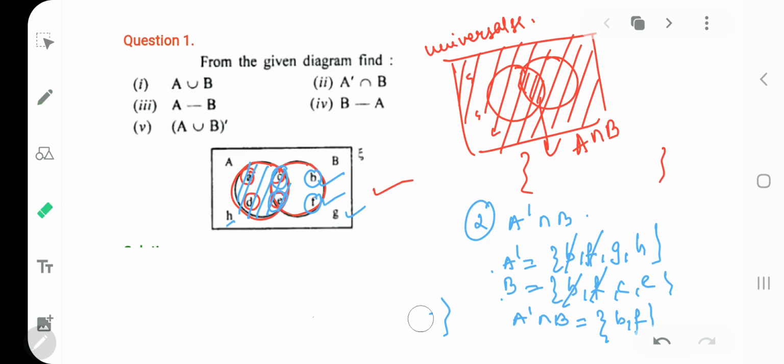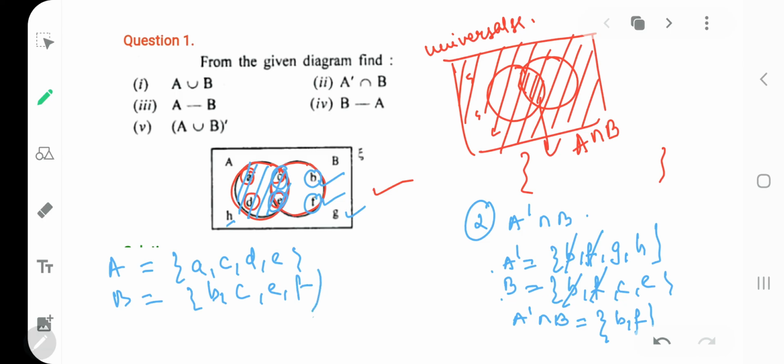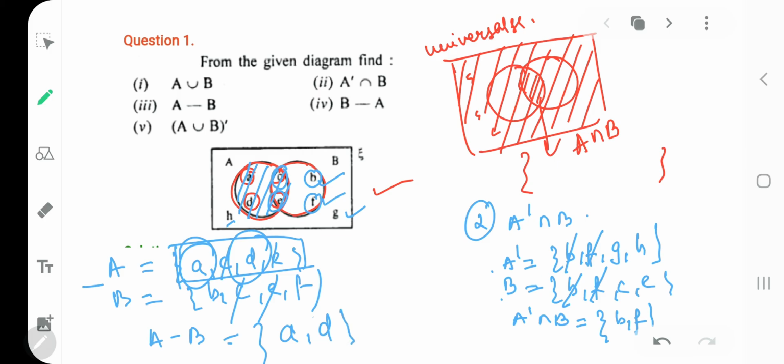Similarly, you have A minus B. So you know the elements in A are A, C, D, E, and B are B, C, E, F. You have to subtract these. That means from all the elements of A, you have to subtract those that belong to B. So subtract E because it also comes in B. Subtract C. So what will be remaining in A minus B is A and D. A minus B means remove B's elements from A's elements. Clear? Can you do B minus A on your own?